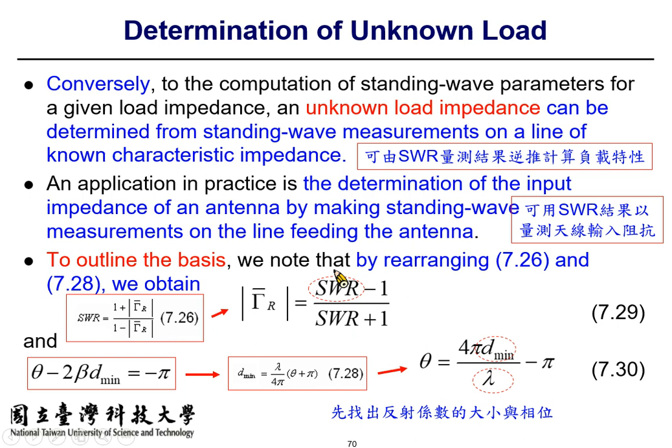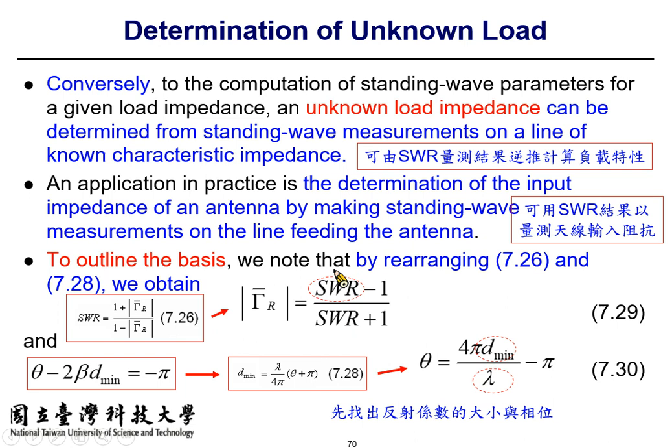So here's the relation we need to use in 7.30. Originally, theta minus 2 times beta times T minimum is minus pi, because we are choosing the voltage minimum, so the phase when you reach voltage minimum on the transmission line equals 180 degrees, which equals minus pi. And theta is the angle of your reflection coefficient.